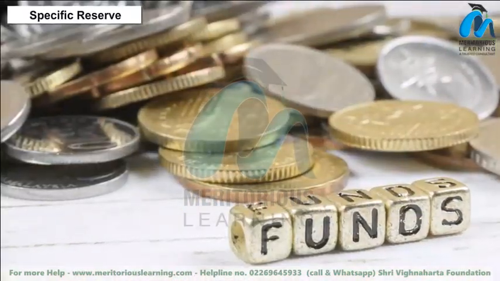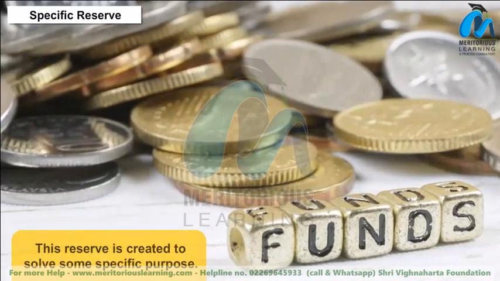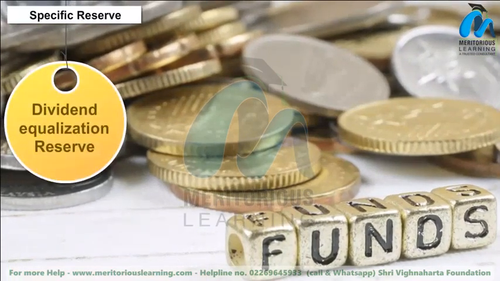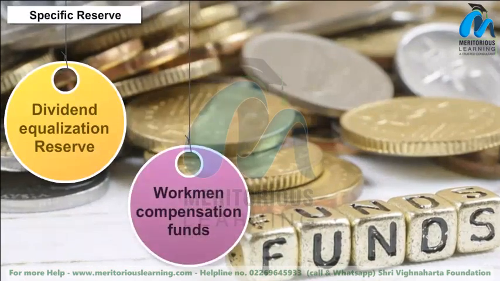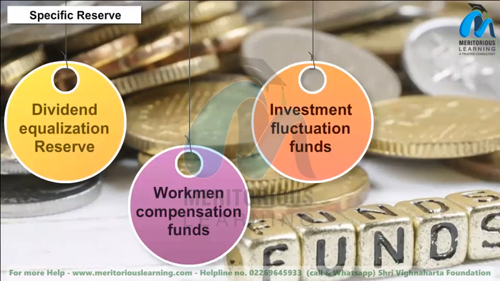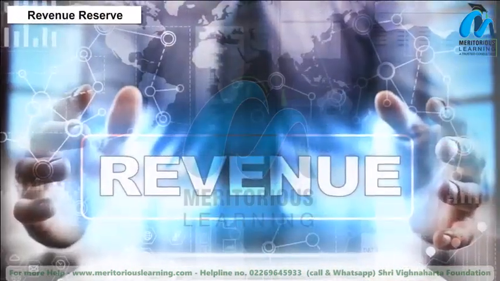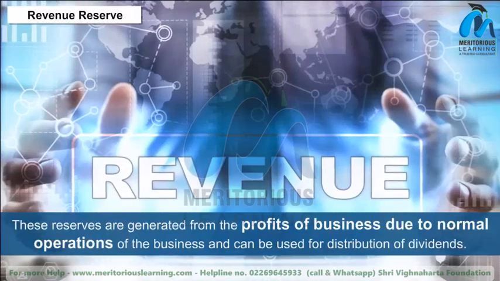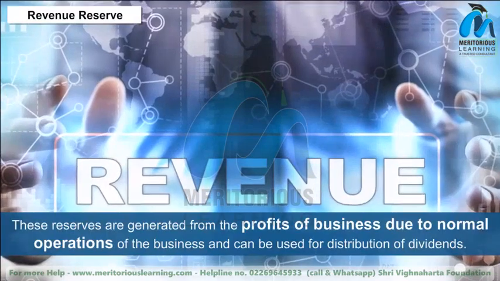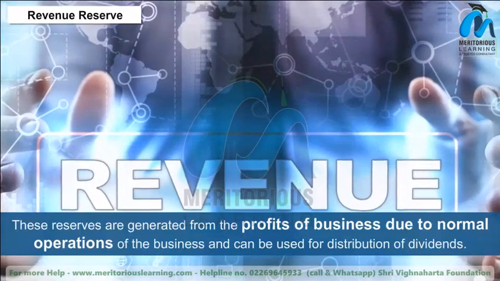Specific reserve. This reserve is created to serve some specific purpose. Examples are dividend equalization reserve, workmen compensation funds, investment fluctuation funds, and debentures redemption reserves. Revenue reserve. These reserves are generated from the profits of the business due to normal operations of the business and can be used for distribution of dividends.